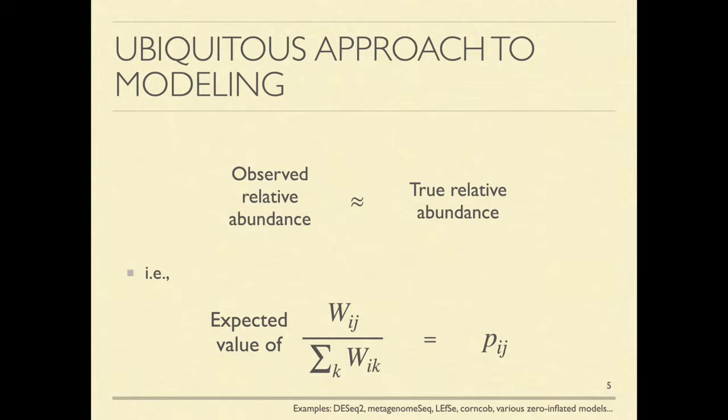So if you're a statistician, you can think of this as the observed relative abundance is approximately the true relative abundance on average. And if you're a statistician, you're comfortable with expectations and probability, I'll be talking about the expected value of the sample relative abundance as being equal to Pij. So this is an assumption that underpins lots of different types of models, including DESeq or LEFC, which is a microbiome differential abundance testing method, corn-cob, and tons of others out there in the statistical and the computational biology literature.